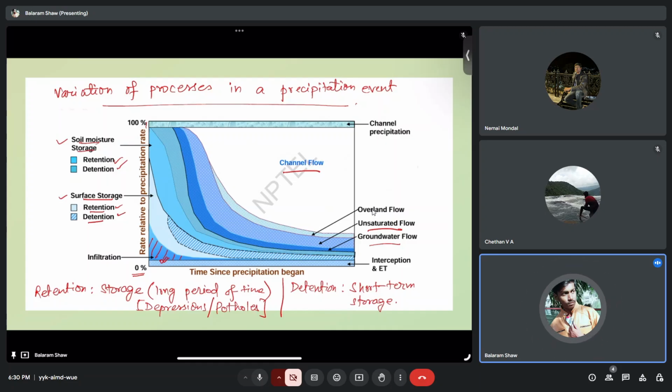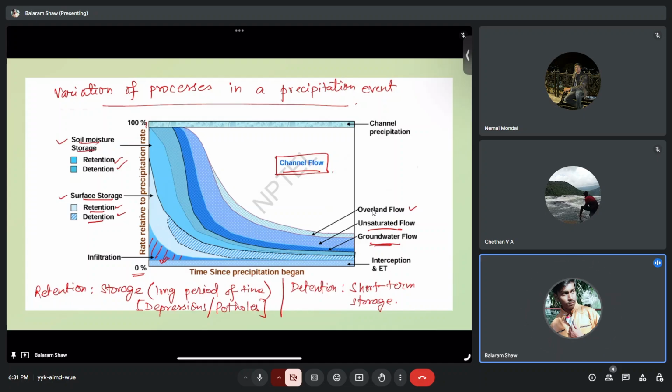Now, as the detention storage starts filling, what happens to the flow? Flow away from it occurs in the form of, let's say, overland flow. Here you can see overland flow, unsaturated flow, and groundwater flow. Groundwater flow can be through the saturated aquifers which are very deep down, and all this gives its input to the channel flow.